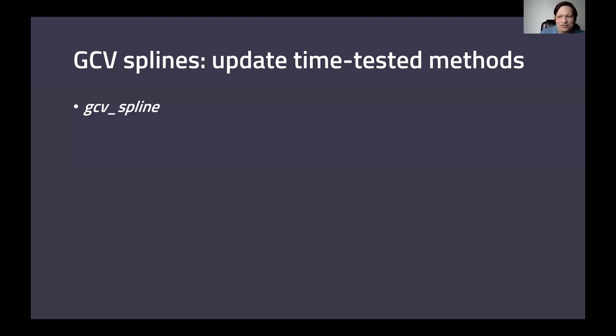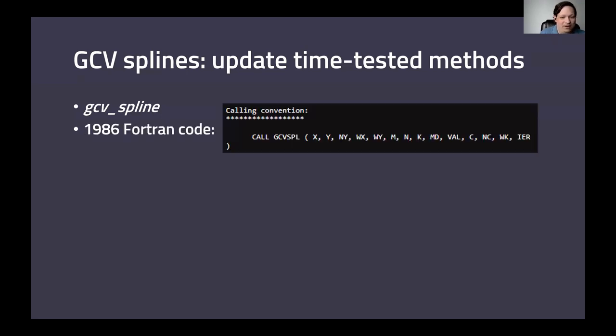So I started with GCV spline by looking at what current code is out there that people use. And fortunately, we don't have to write all this from scratch. There's Fortran code, but its call is pretty complicated. I honestly don't remember most of what's going on here. There's a lot of inputs. The math works great, but it's not the most accessible.